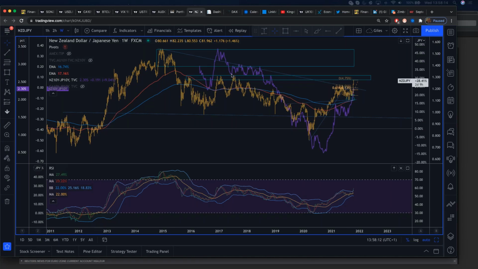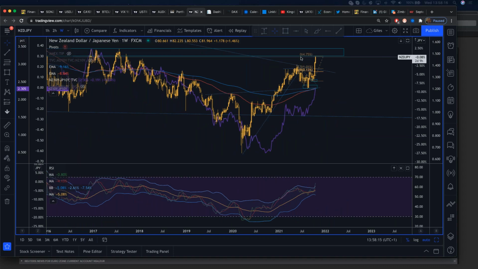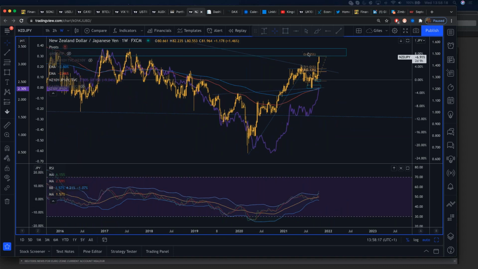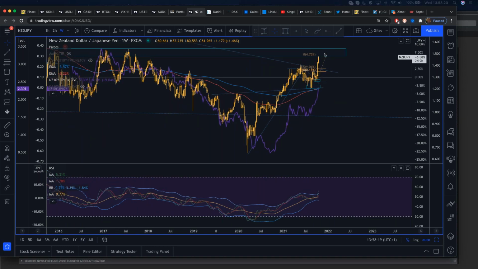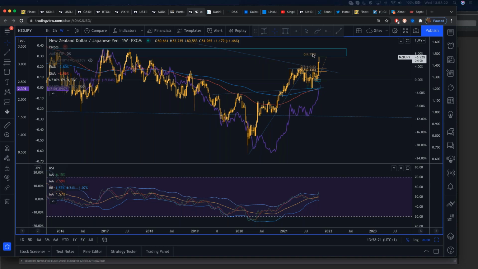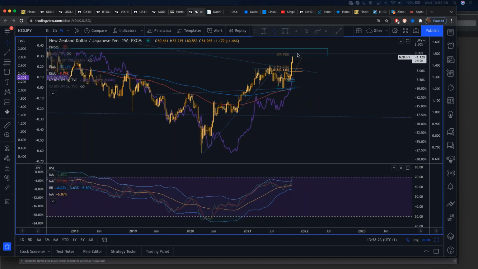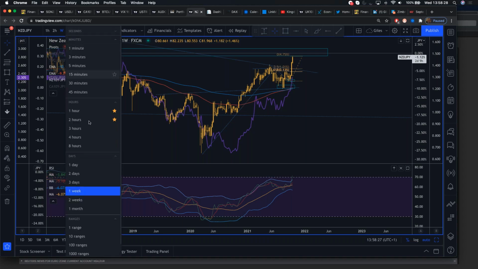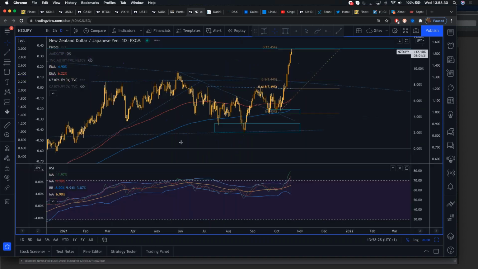Now, is it good technically to enter there? No, it's overhead resistance. You don't buy into resistance, okay? You buy from support. So this is a great place to take profit for people who are long New Zealand dollar Japanese yen, but it's not the right place to enter. You want to enter on a swing trade back.